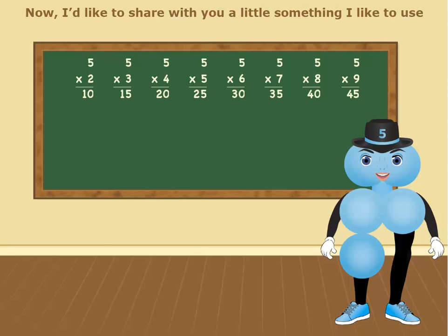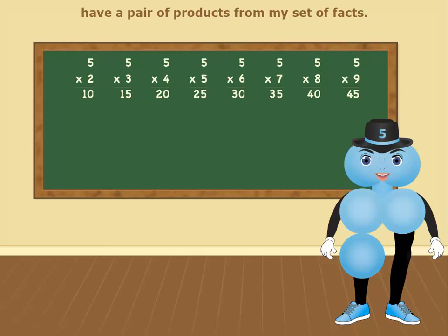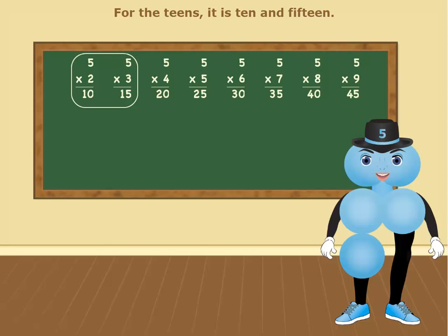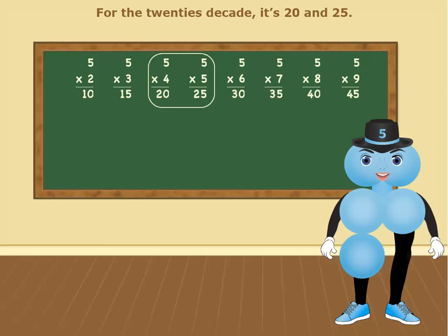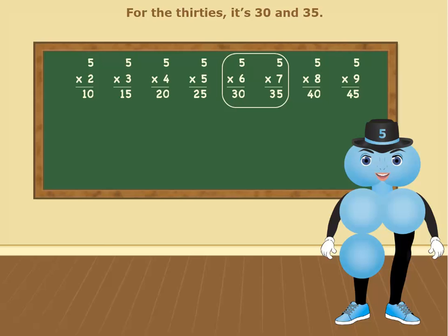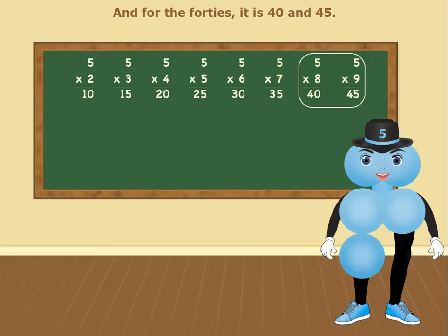Spectacular. Now I'd like to share with you a little something that I like to use to help recruits remember these facts. I'm sure you noticed that each decade, each set of numbers that has the same digit in the tens place, have a pair of products from my set of facts. For the teens, it's 10 and 15. For the 20s decade, it's 20 and 25. For the 30s, it's 30 and 35. And for the 40s, it's 40 and 45.